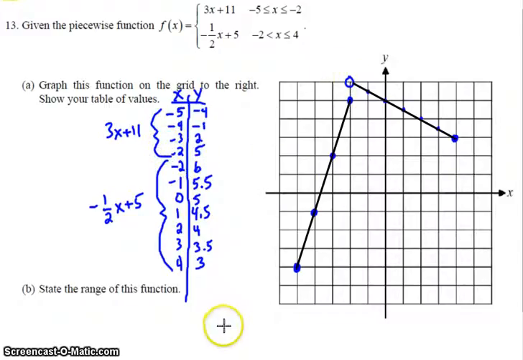Now it says state the range of this function. And remember, the range is the max minus the min. Well, the maximum goes all the way up to 6, and the minimum is negative 4. So 6 minus a negative 4 is equal to 10. So the range is equal to 10.